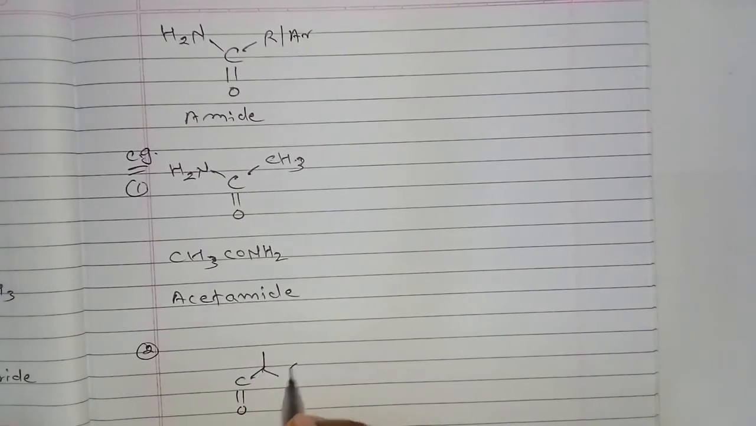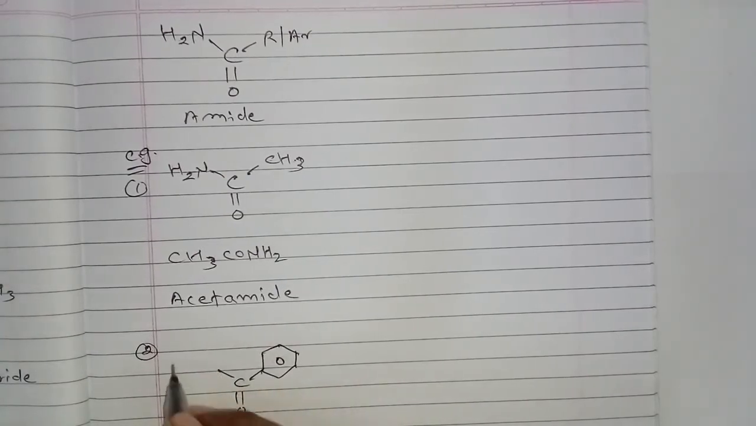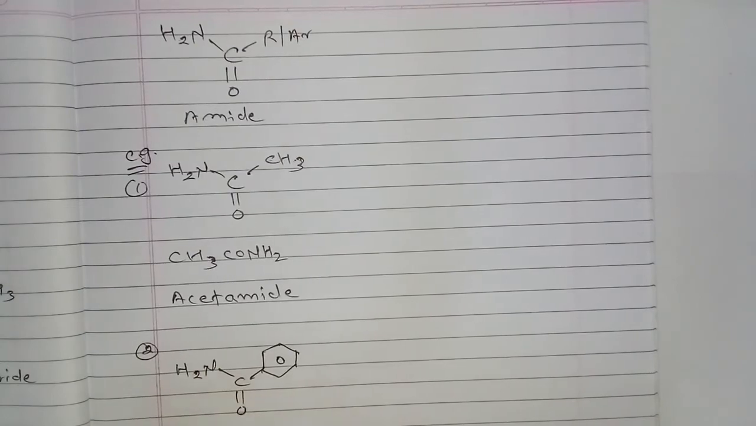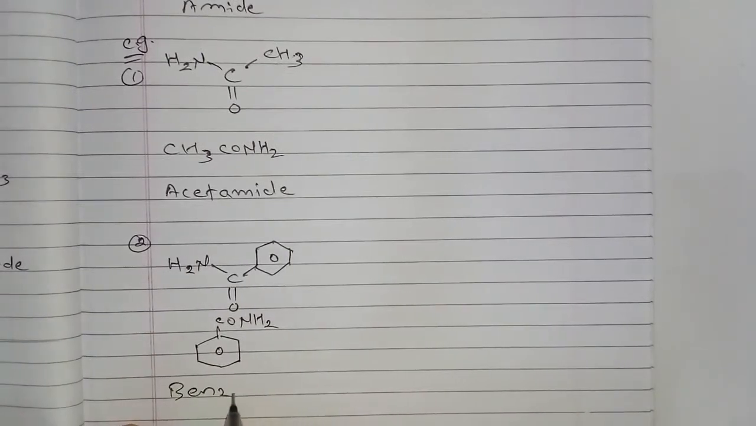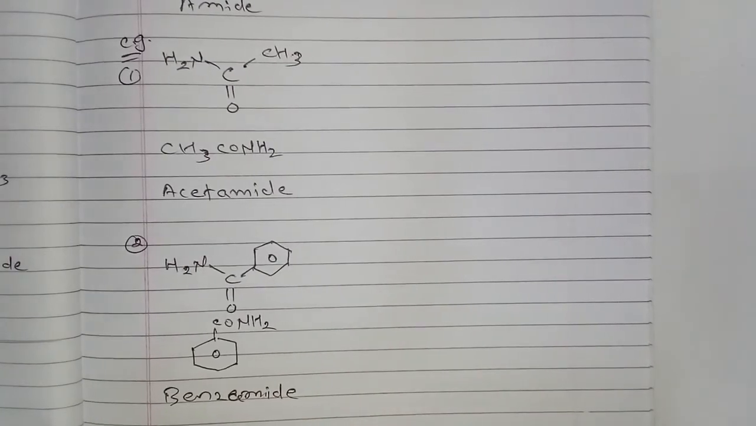And another example: the carbonyl group is bonded with an aryl group, and the carbon is bonded with an amine. Its simple structure is C6H5CONH2, the benzene ring with CONH2. It is called benzamide.